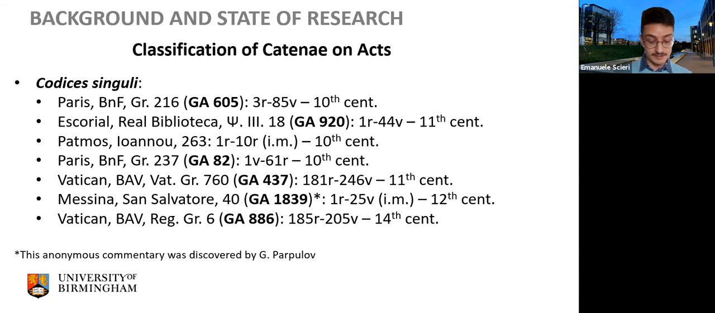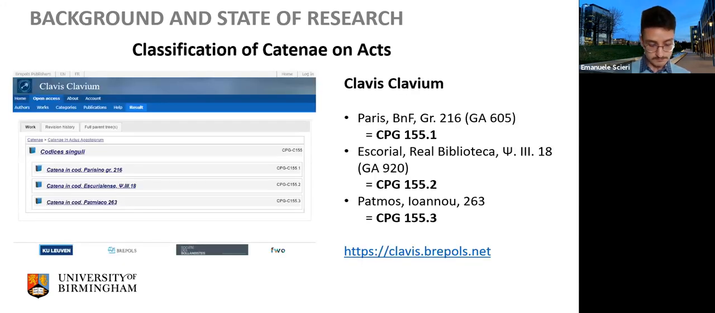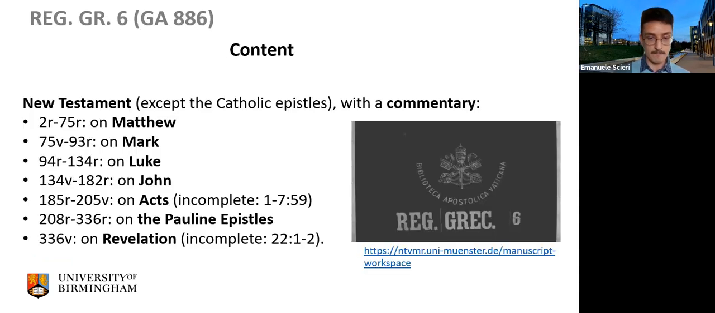I have identified 7 codices singuli. 3 of these have been recently assigned a clavis number in the Clavis Clavium database. As for the remaining 4, there is also a strong case for the inclusion of GA 886 as a codex singulus, not least because it transmits a very singular example of a double catena on Acts, albeit fragmentary. And here we come to the proper subject of the presentation.